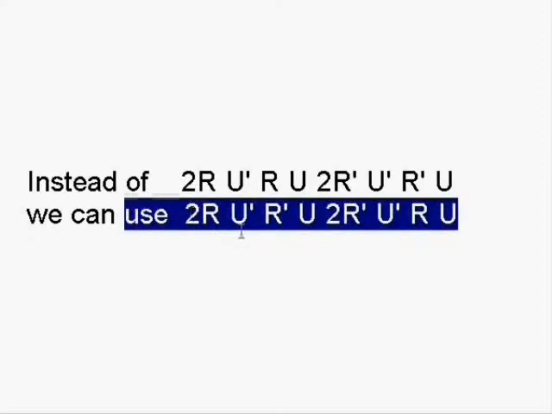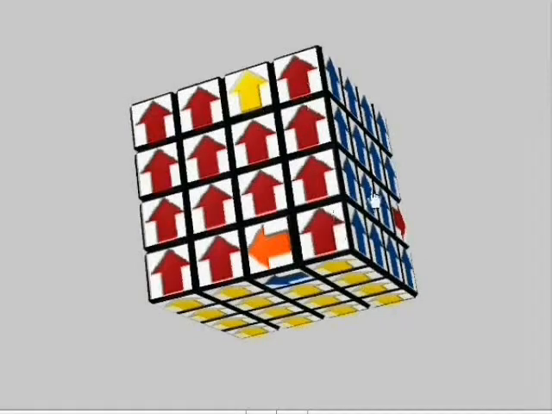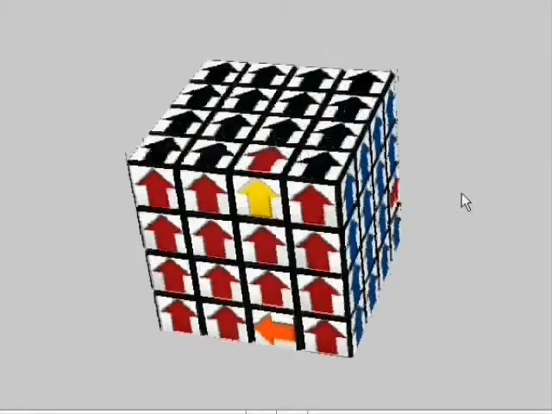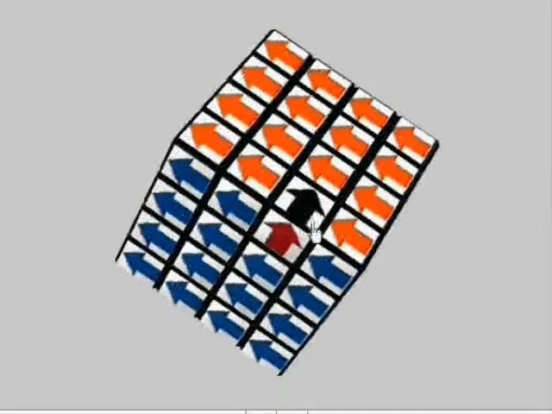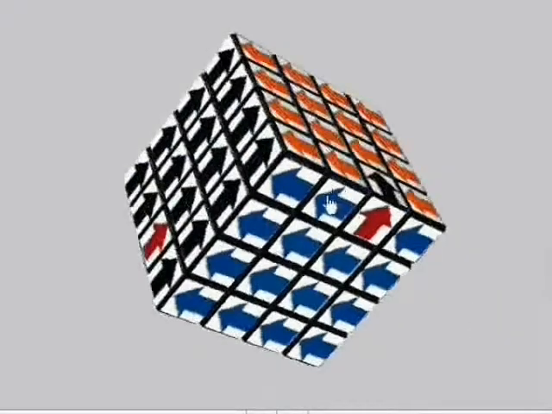So now taking this commutator and applying it to the cube, we don't even need that R2 setup move that we originally had in the first piece. Now that edge piece is already back here just by modifying the commutator. So all we have to do now is do the setup move B prime, which is the same as the other one.